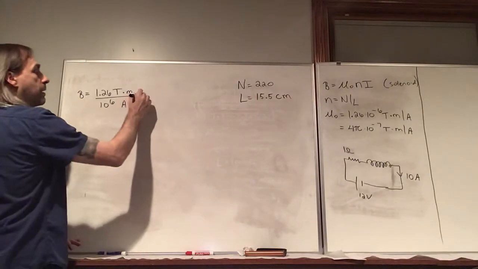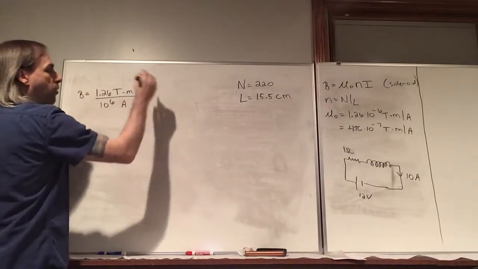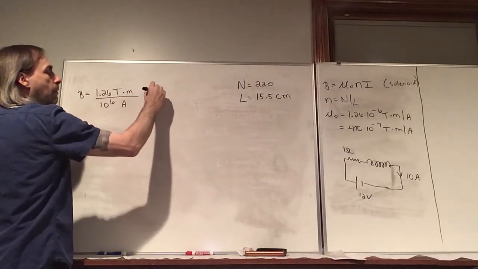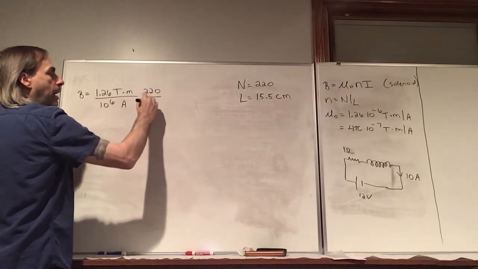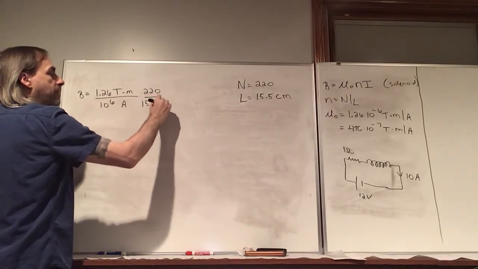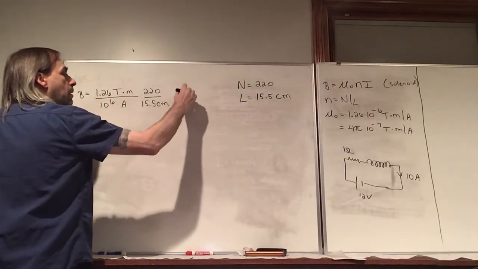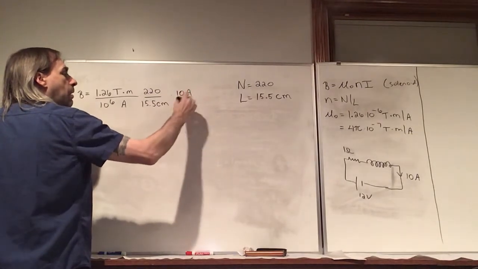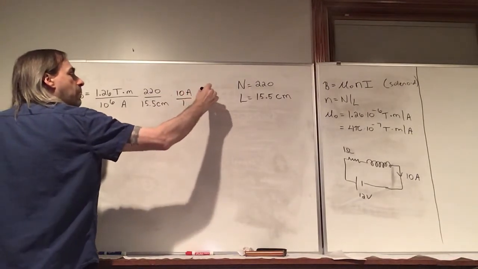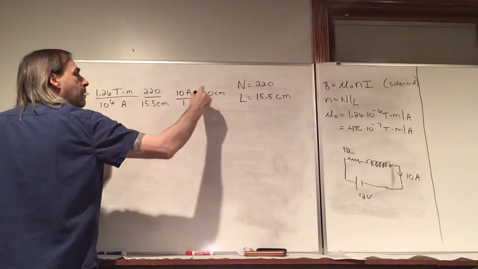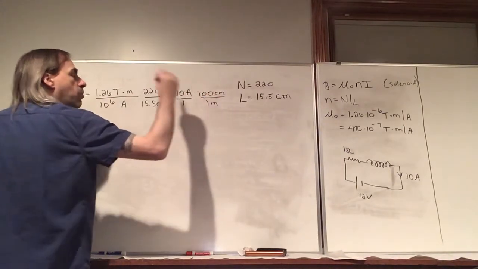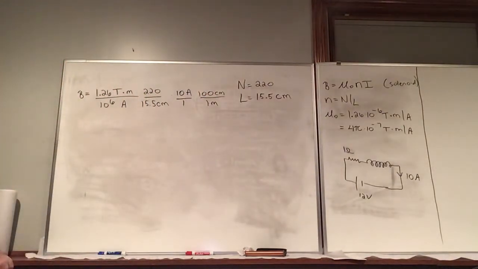Now we've got N is 220 divided by 15.5 centimeters. So that'd be N over L. And then times 10 amps. And we need one conversion factor. 100 centimeters is equal to 1 meter.